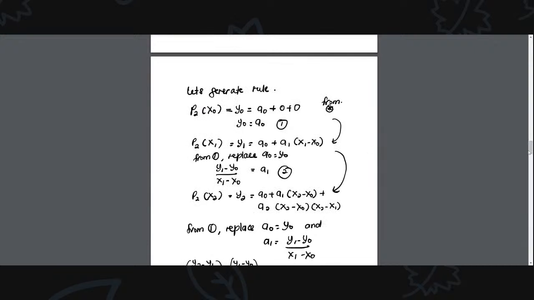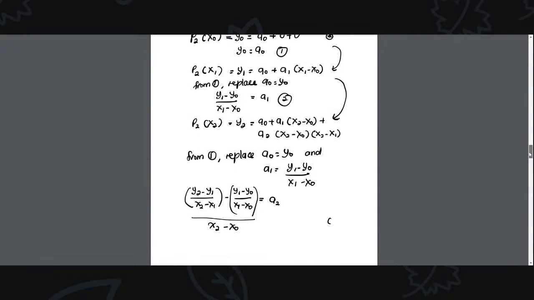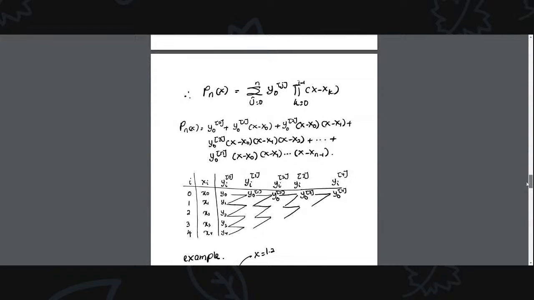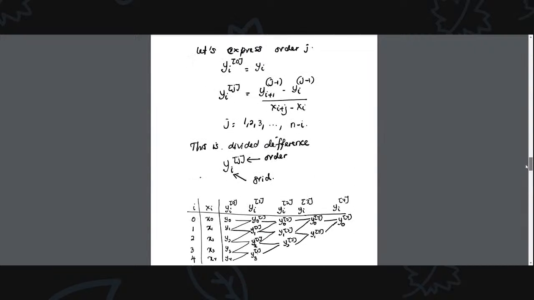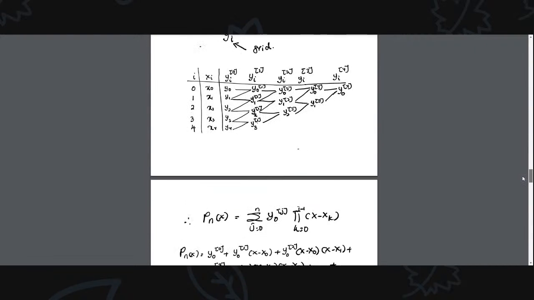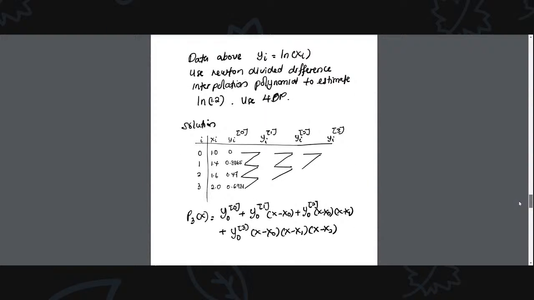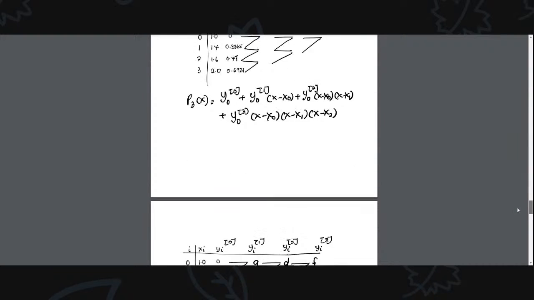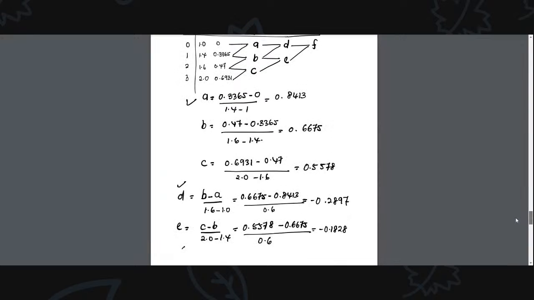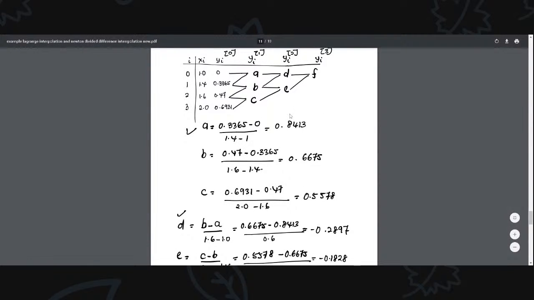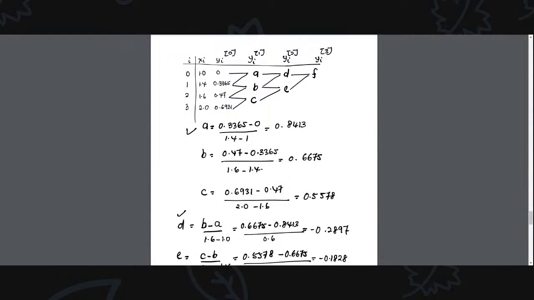Lagrange interpolation and Newton divided difference. Using Newton divided difference, you need to divide with the number with the data on the previous. This is the way how you divide, and this is the way how you write the table for the Newton divided difference interpolation polynomial method.